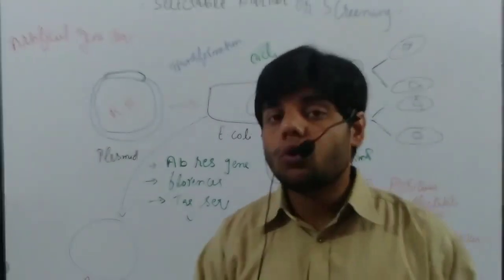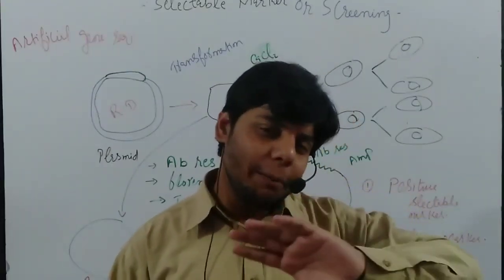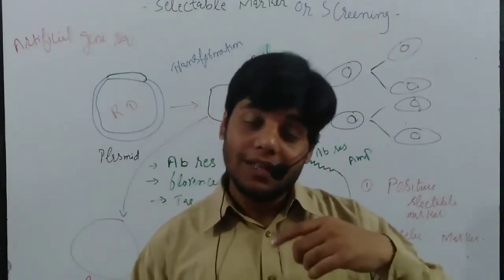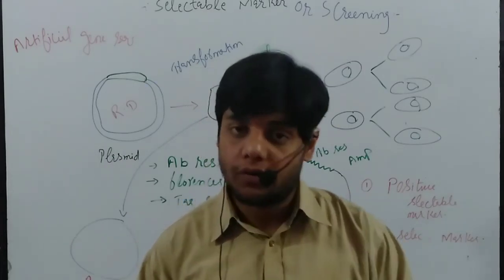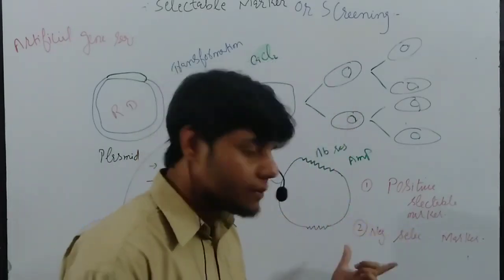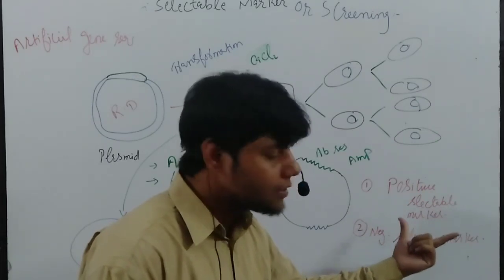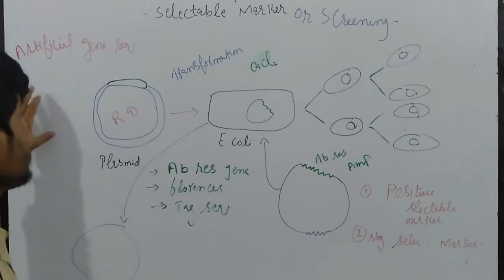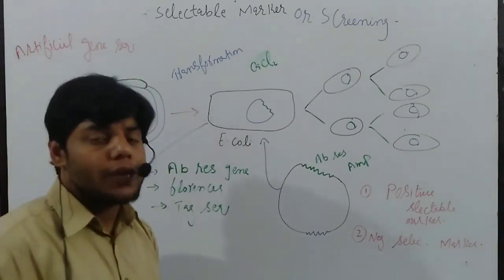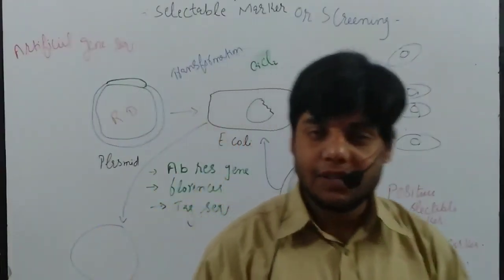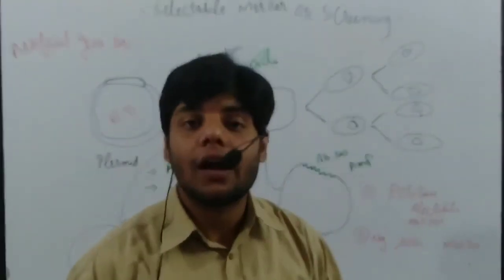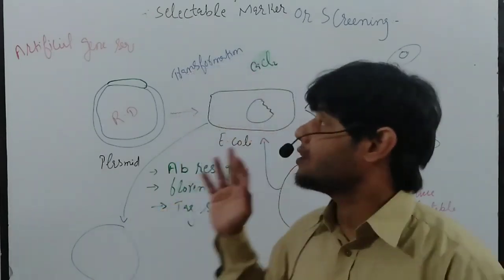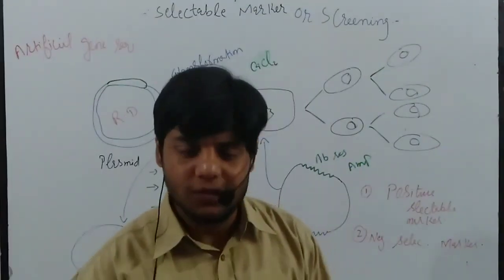Those bacteria which don't grow on the plate, we identify these as the bacteria which contain our gene of interest. That is called a negative selectable marker. Usually we use the positive selectable marker to visualize our gene of interest. If we use a selectable marker, we can also measure our genetic expression outside, due to the selectable marker.